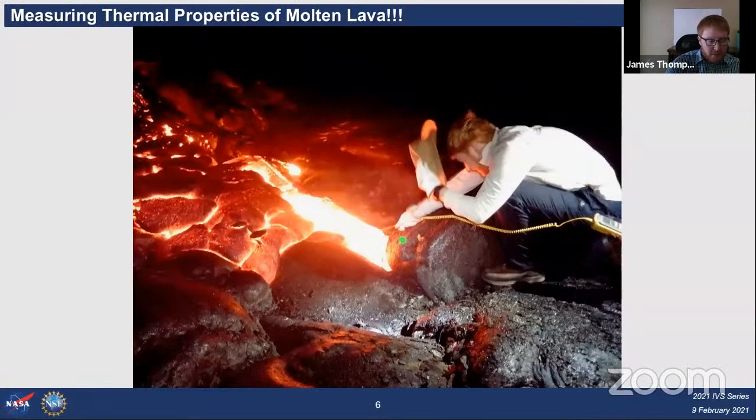So traditionally and still regularly, we take thermal measurements of lava flows discretely using thermocouples. But obviously the problem here is we're only getting very small snapshots of the entire lava flow system. We're not understanding the entire system. We just got small points.